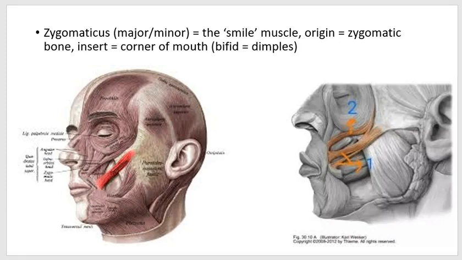It is your zygomatic muscles that are also responsible for dimples. So if your zygomatic muscle is bifurcated right here, that can give you dimples when you smile. And there's a surgery where people can go in and they can cut that zygomatic muscle and give you dimples if you want dimples.